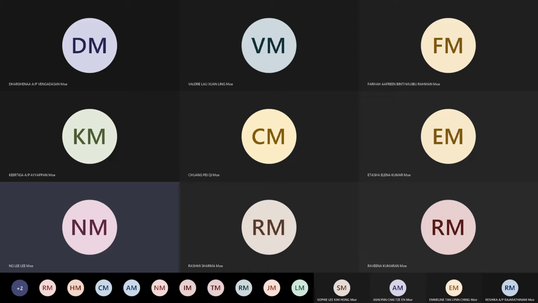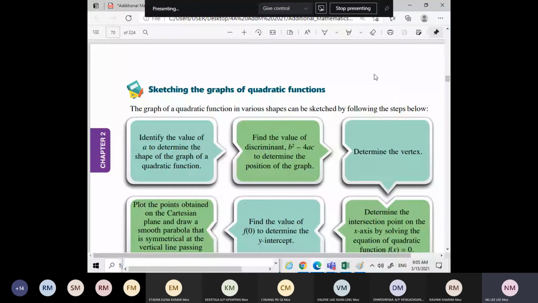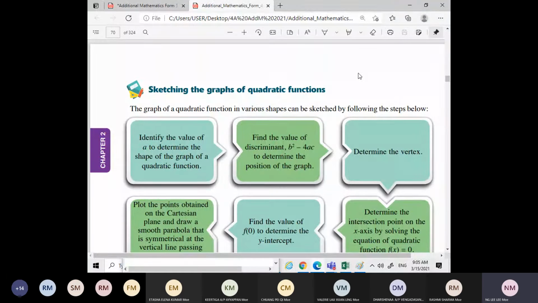Okay. So we continue to the lesson. Okay, I want to share the screen. Okay, can you see the digital textbook? Someone on the, yes, okay, thank you.